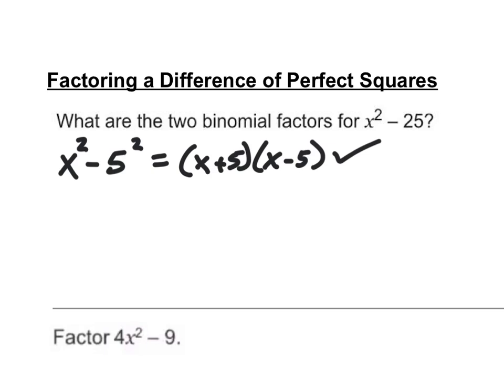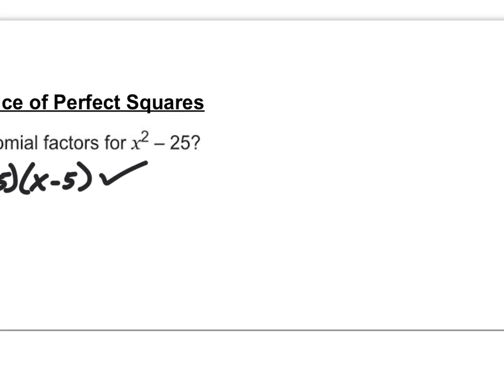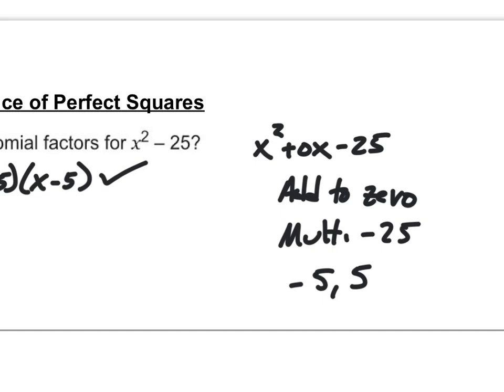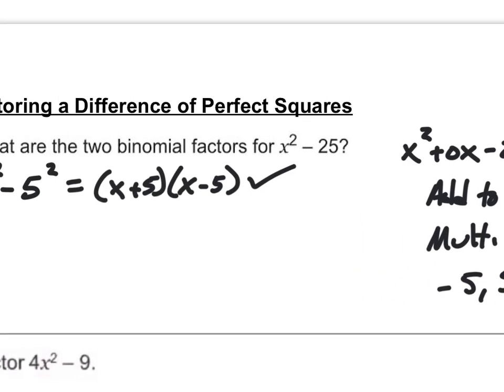And you could even rewrite this and ask yourself that question that we had: if I have x squared plus 0x minus 25, what two numbers add to 0 but multiply to negative 25? That would be negative 5 and positive 5. Those two numbers add to 0, but they multiply to negative 25, and that's how I factored it over here. And that's all you really need to do.